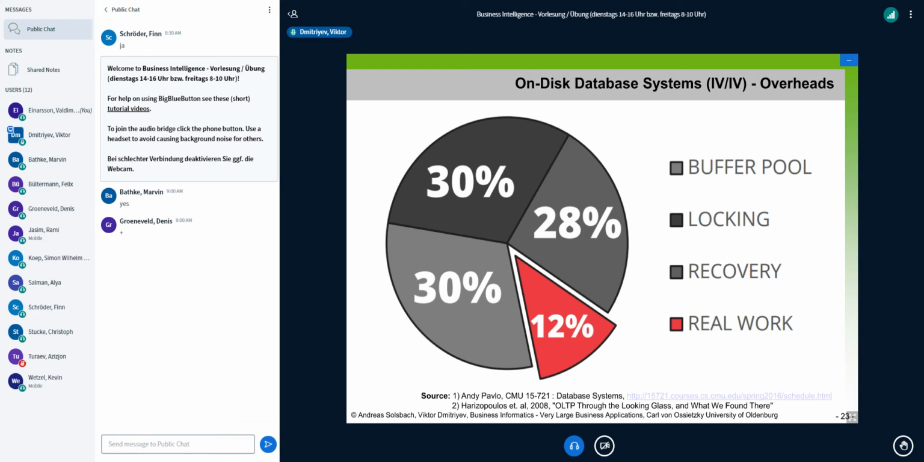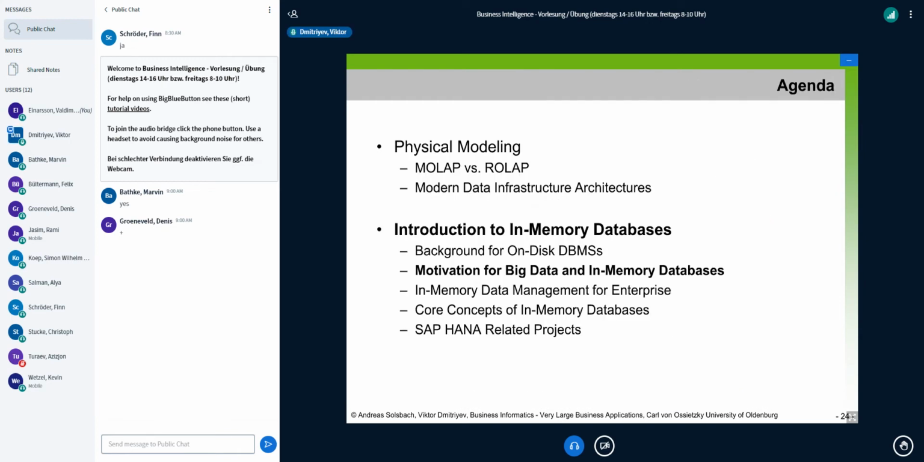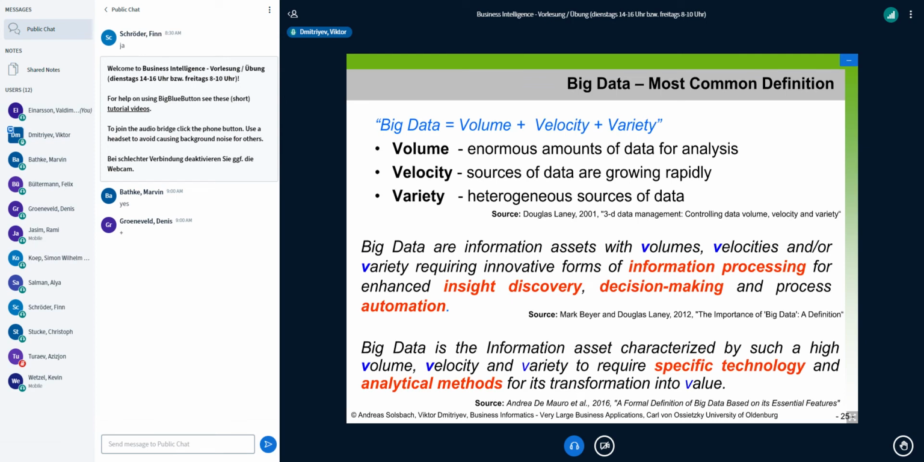And that's how the in-memory databases were particularly created. I already mentioned it to you, so I'll just skip it.